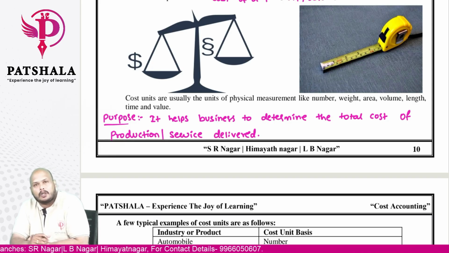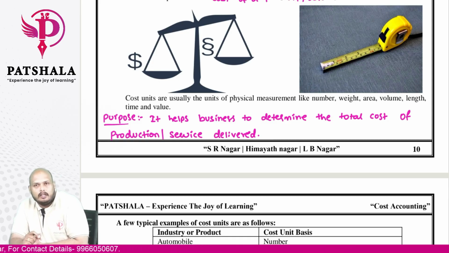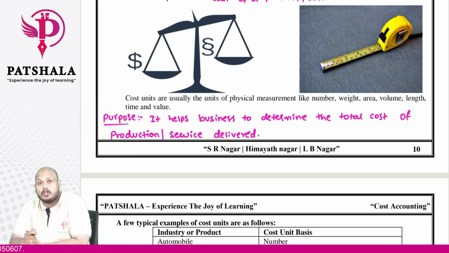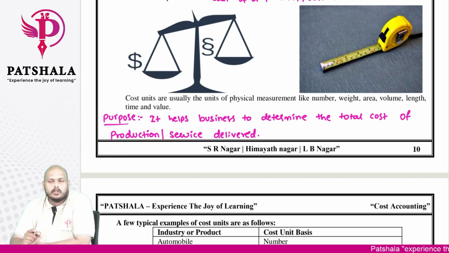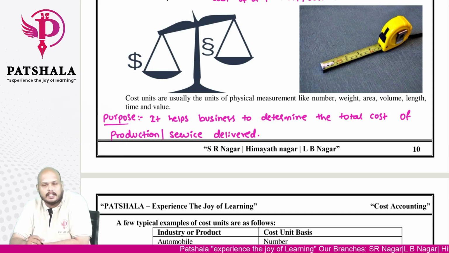If you are going for international traveling and staying in a 5-star hotel, they will charge per room. Number of days into per room, single room or double room. A single room is a cost unit, double room is a cost unit, triple room is a cost unit. So cost unit is nothing but a unit of measurement which is used to measure the cost of a product or a service delivered.